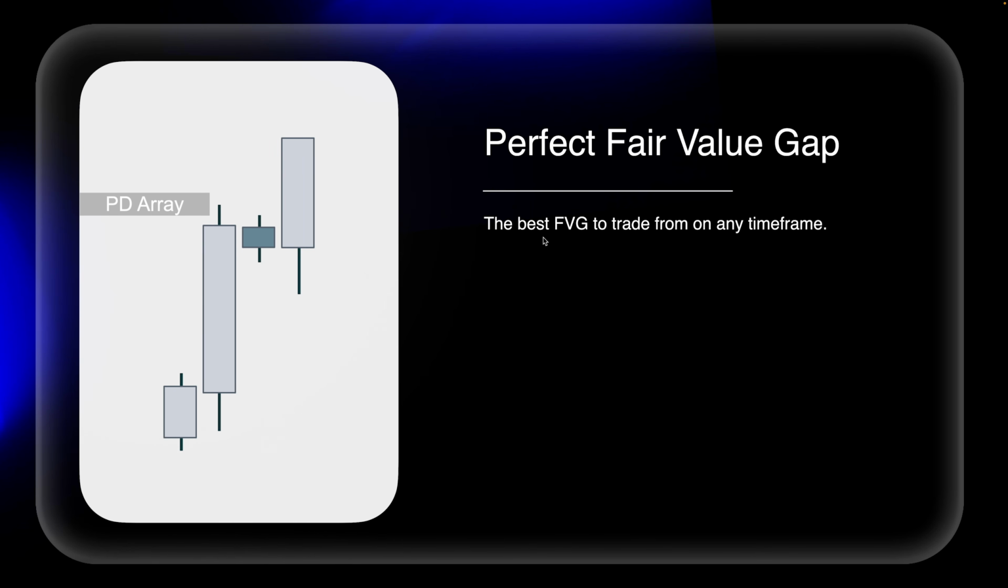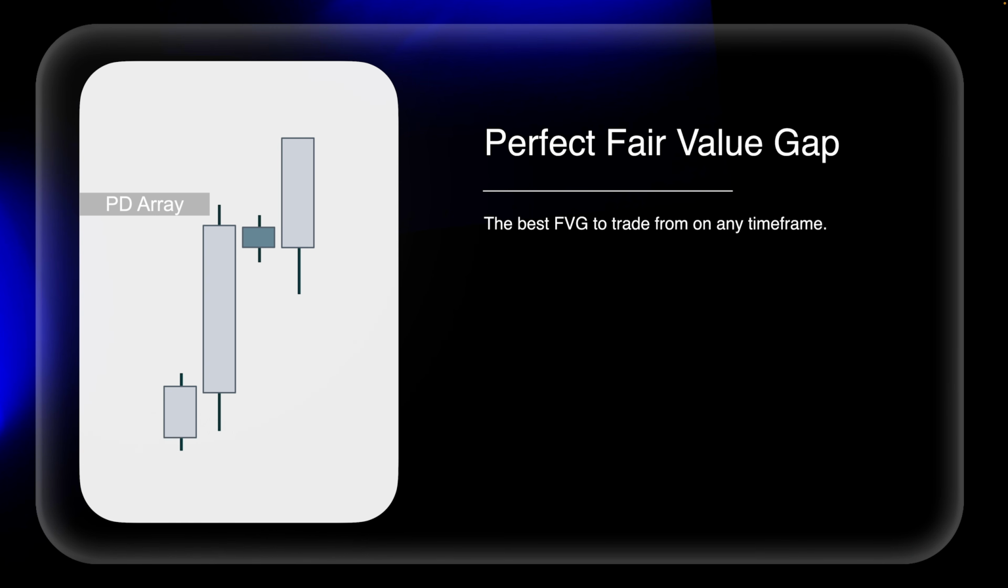Now, capitalizing on breakaway gaps is a little bit more difficult, requires, in my opinion, a little bit more experience as well. So if you're just starting out and focusing on fair value gaps, then just focus on the perfect fair value gap, because this again is the best FVG to trade from. And I want to emphasize the fact that on any given time frame, from the 1 minute to the yearly time frame, it does not matter. This is the easiest fair value gap to capitalize on, especially when you're just starting out. Breakaway gaps are just a little bit more difficult. So first, gather experience with fair value gaps, then eventually you can look into breakaway gaps as well.